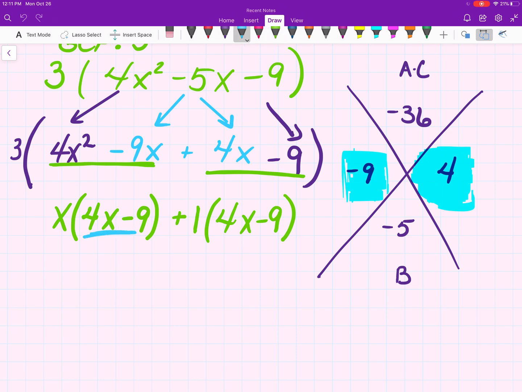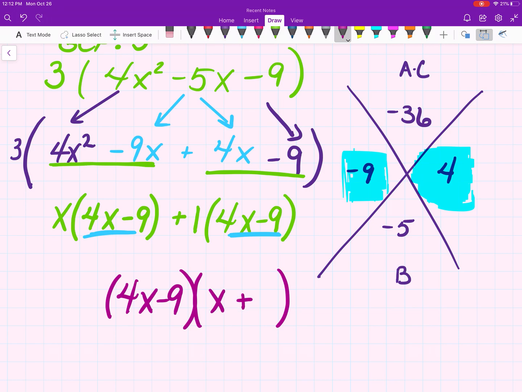So 4x minus 9 and 4x minus 9 match. And so we're going to write that down, 4x minus 9. That's our group. That's our chunks that match. I always call them the chunks. And then in my other parentheses, I write down what's on the outside of those two chunks. What's on the outside of those two chunks is x and a plus 1. Those are our two factors. Now some of you are like, whoa, where'd that 3 go? Well, the whole time the 3's kind of just waiting outside here for you to do your math inside.